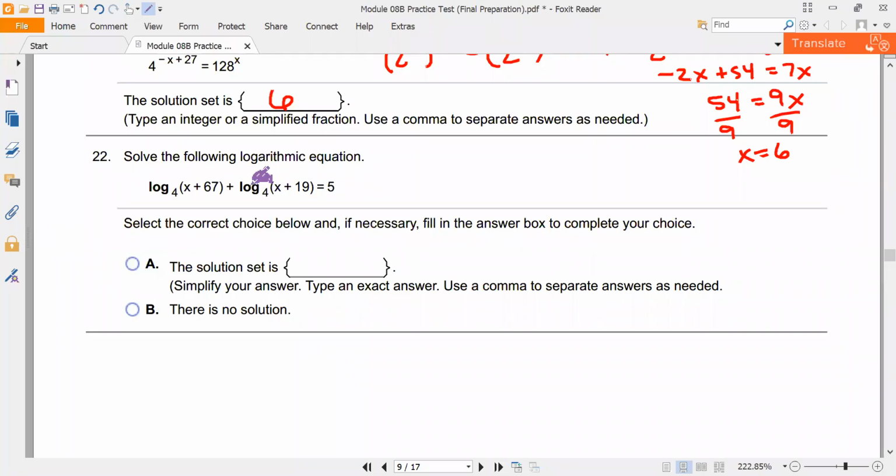All right, this is the final part 4 of the Math 136 practice final test. So we're looking at 22 through 28 in this setup. Starting with number 22, solve the following logarithmic equation.